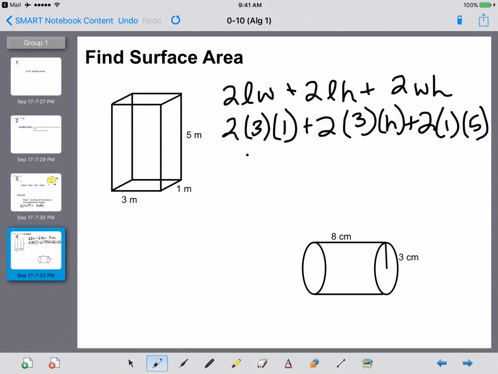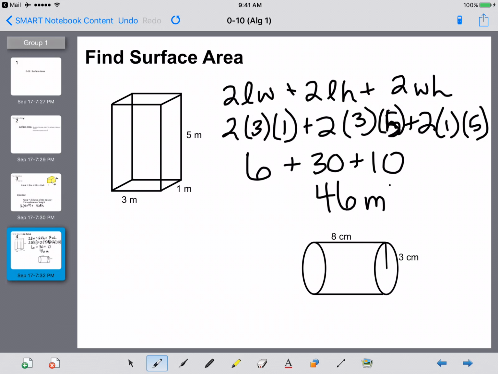So 2 times 3 is 6, times 1 is 6, plus, I don't know why I wrote height there, I meant to put 5. 2 times 3 is 6, times 5 is 30, plus 2 times 1 is 2, times 5 is 10. 30 plus 10 is 40, plus 6 is 46. So our surface area is 46 meters, and it's squared because it's an area.